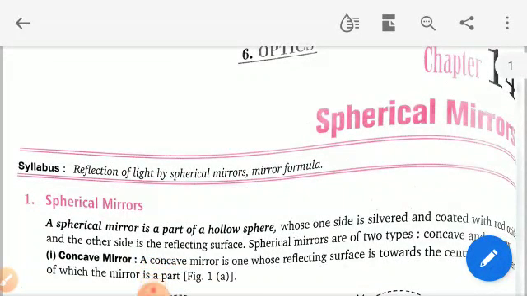Today we will study about spherical mirror. This is your chapter number 14 of optics. So we will talk about first spherical mirror. A spherical mirror is a part of hollow sphere.